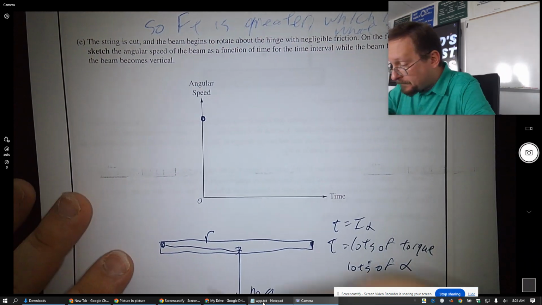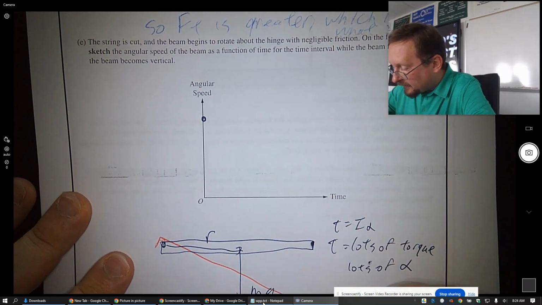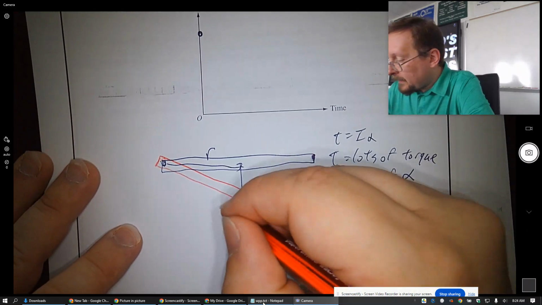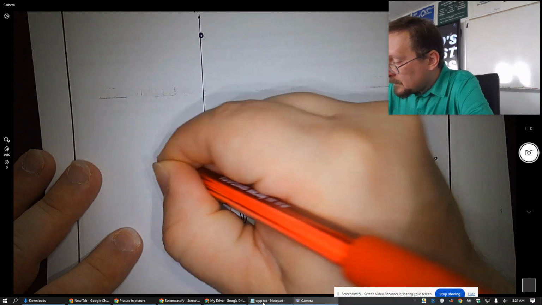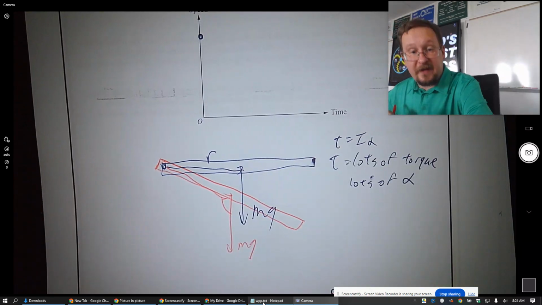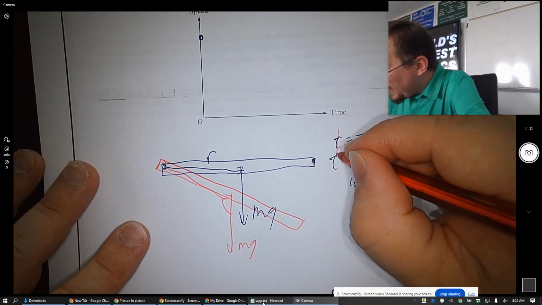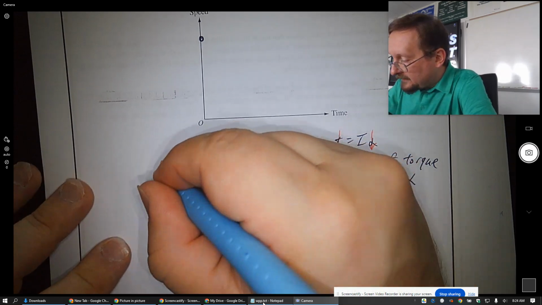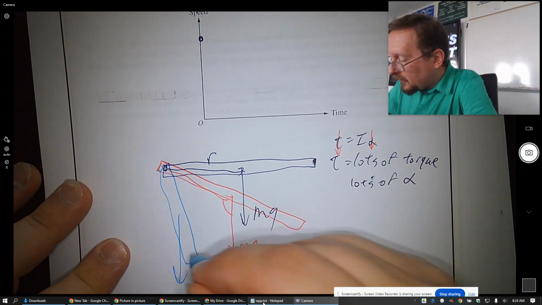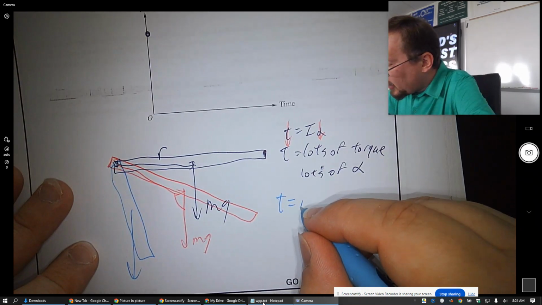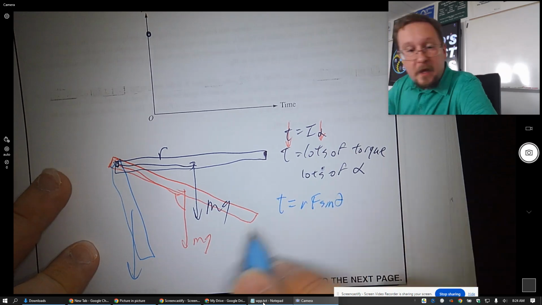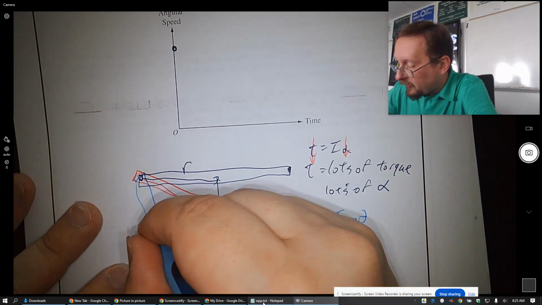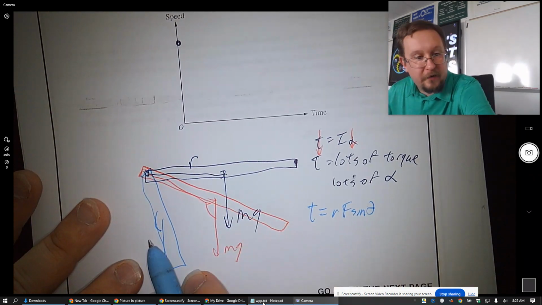But then the thing's going to rotate, and it's going to look like this. You still have mg, but you have an angle that is different from 90 degrees. That's less torque and therefore less alpha. And so as this thing rotates more and more, there's less torque. In fact, torque equals RF sine theta. So as the theta changes, the torque changes, and the theta is going from 90 to 180 degrees.